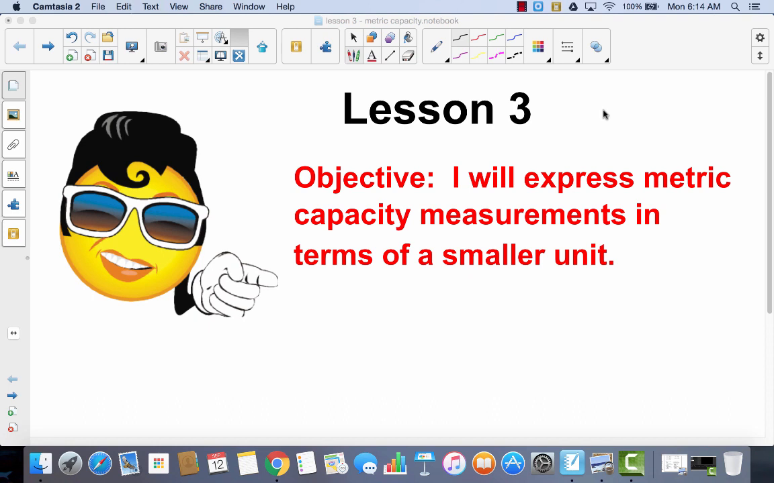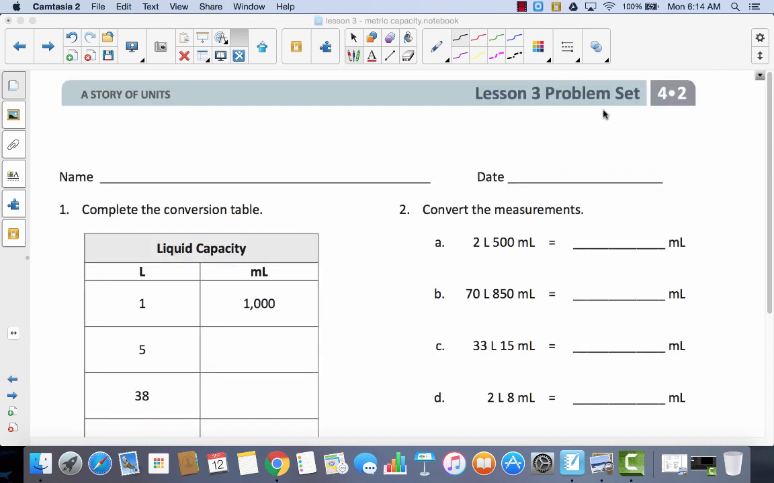Lesson 3, I will express metric capacity measurements in terms of a smaller unit. So today we're going to be talking about metric capacity, which means we're talking about metric units, but we're talking about liquid measurements. So we're talking about liters and milliliters today. All right, so let's take a look at our problem set.